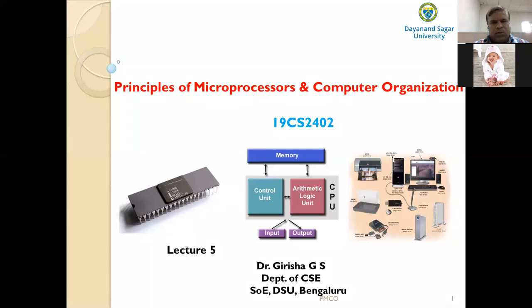So which are those buses? Can you name these three buses? Students, are you there? The address bus, the data bus, and the control bus.